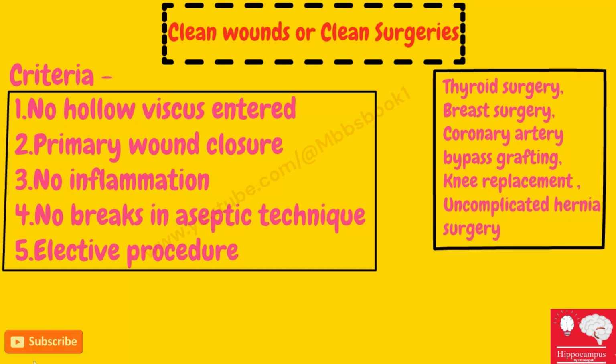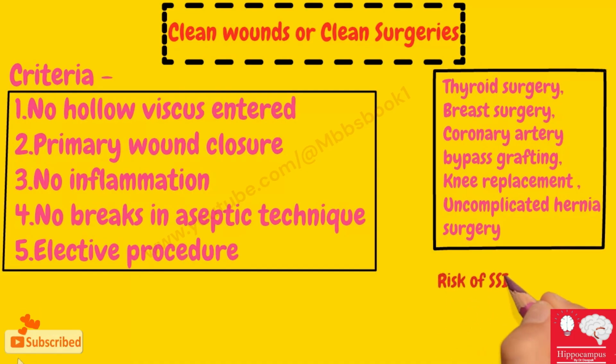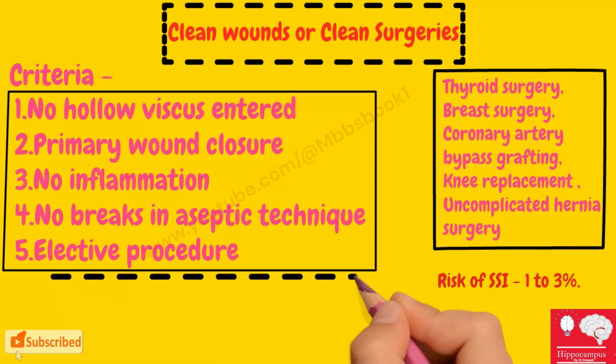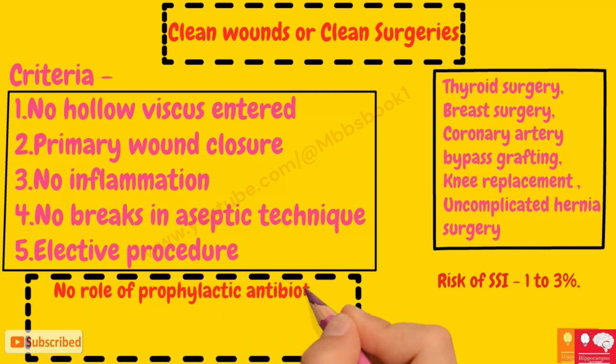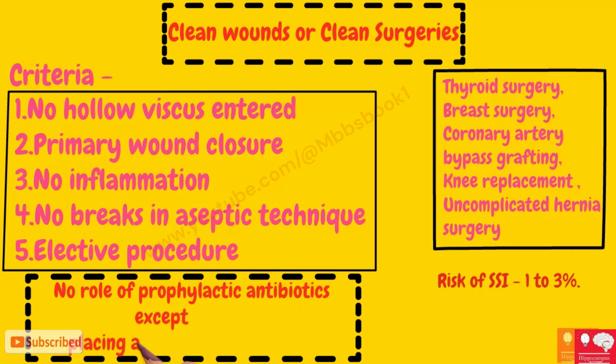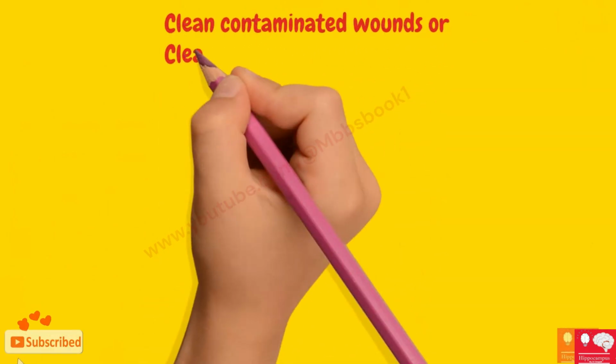Now, in these clean cases, if we use antibiotic prophylaxis or if we don't use antibiotic prophylaxis, the risk of surgical site infection is the same, that is 1 to 3%. So there is no role of prophylactic antibiotic in clean wounds except when we are placing an implant or a mesh. The next type of wound is a clean contaminated wound.